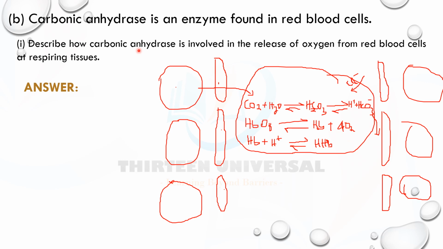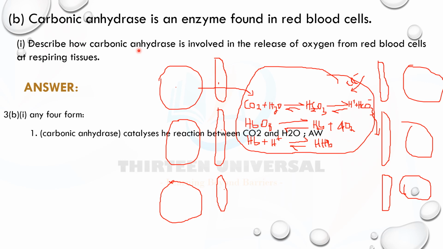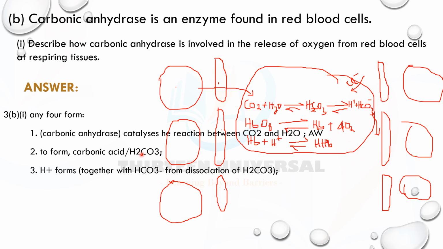Okay, so what do you think? Let's look at what the mark scheme says. Any 4 from this. Look at this: carbonic anhydrase catalyzes the reaction between CO2 and water. That's what I said here. AW means any wording. Now the next one is to form carbonic acid. Yes, you see, sequence by sequence, because the command word says describe. When you hear describe, you must consider sequence, guys. To form carbonic acid, what's the next that happens? Hydrogen ion forms. This dissociates to form hydrogen ion.